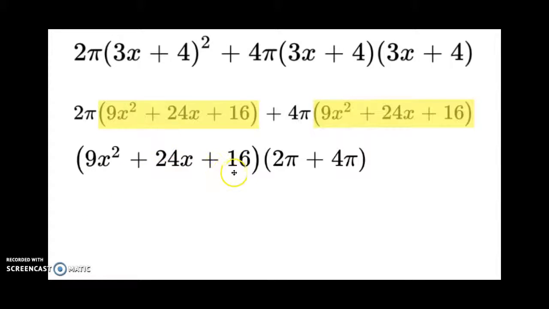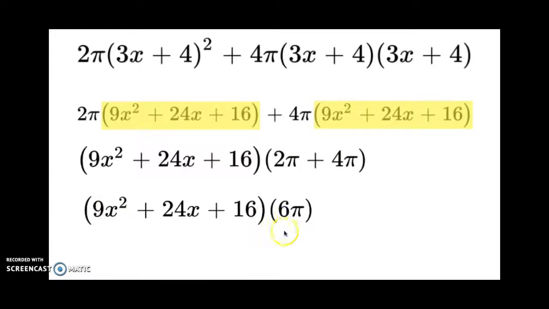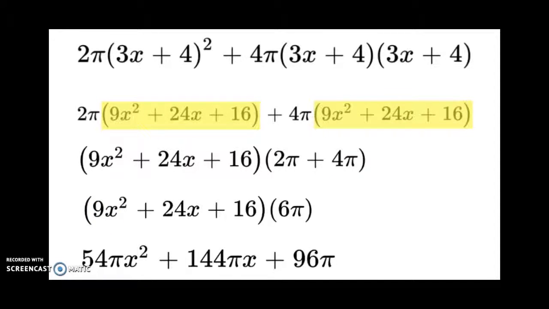So we're going to pull that out from each. Taking it out from this one, we have just 2 pi left. Taking it out of this one, we have 4 pi left. Now we add 2 pi plus 4 pi, we get 6 pi. Remaining to 6 pi, here we'll have 6 pi times 9x squared, that gives me 54 pi x squared. 6 pi times 24x is 144 pi x, and 6 pi times 16 is 96 pi.